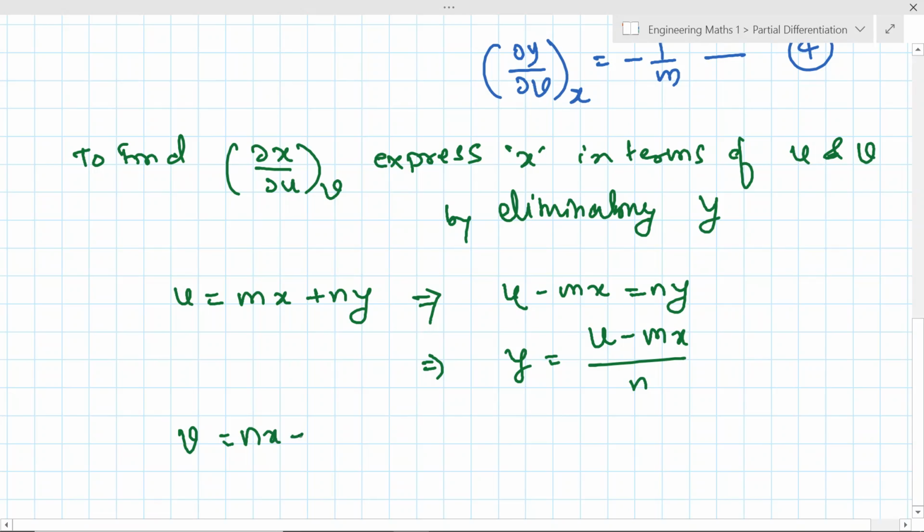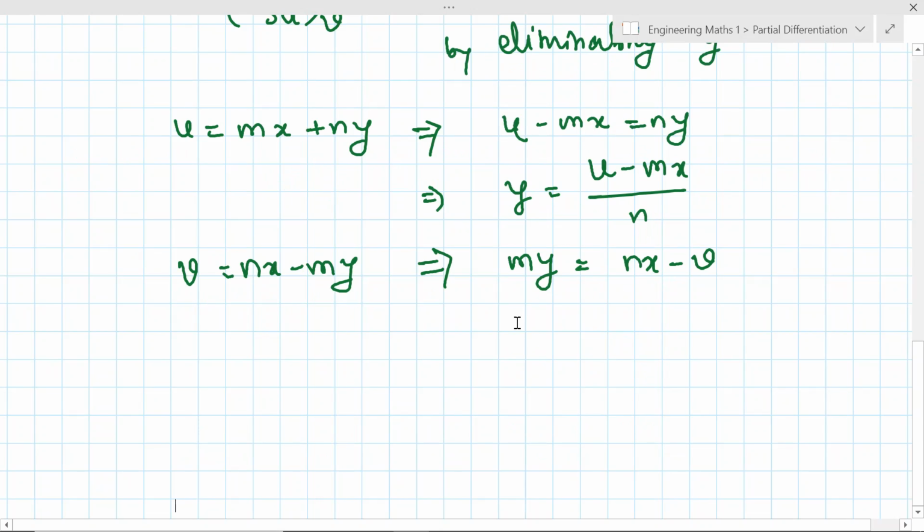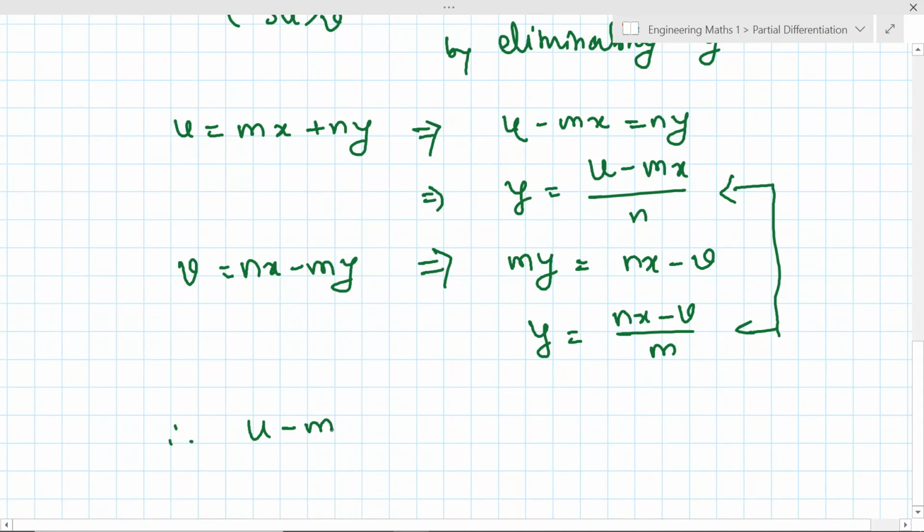v is equal to nx minus my. So from this what I get, my is equal to nx minus v, isn't it? And therefore y is equal to nx minus v divided by m. ही व्हॅल्यू मिळाली. आता हे दोघं कंपेअर करा. LHS दोघांची सारखी म्हणजे RHS पण सारखी असेल. And therefore u minus mx upon n is equal to nx minus v divided by m.